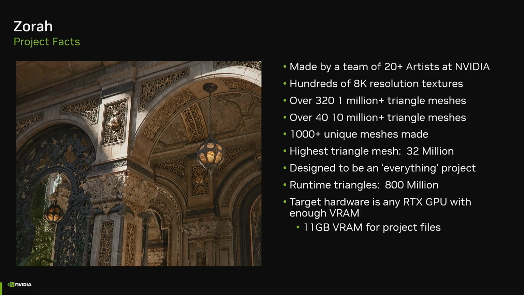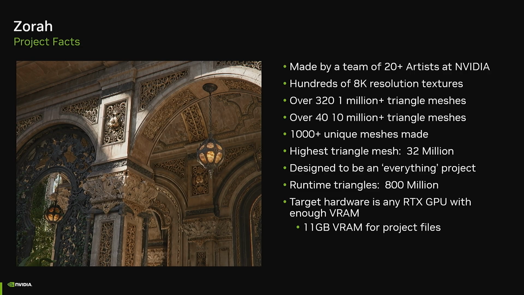Runtime triangles, 800 million. I'm told that there are some locations where that number might be as high as 3 billion. So we're really pushing what we could do with geometry in this scene, to say the least. Target hardware is any RTX GPU with enough VRAM. We're saying 11 gigabytes if you want to load the scene in the editor. That's for the project files. And like I said, those should be out this week. I think they're out now.